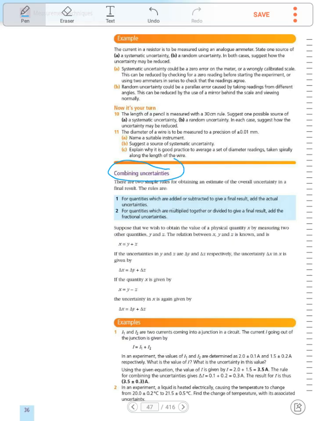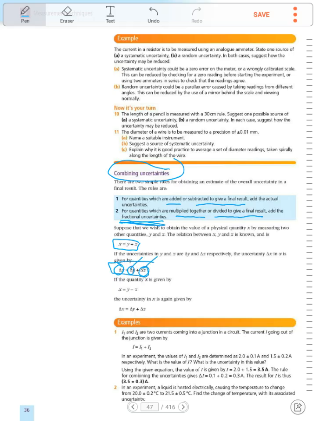Now, combining uncertainty. For quantities which are added or subtracted, give a final result and the actual uncertainty. For quantities which are multiplied together or divided to give a final result, add the fractional uncertainties. Now, if we have the value x equals y plus z, the error in x is delta x, and the errors in y and z are delta y and delta z. So in this way, I add up the error in each value.